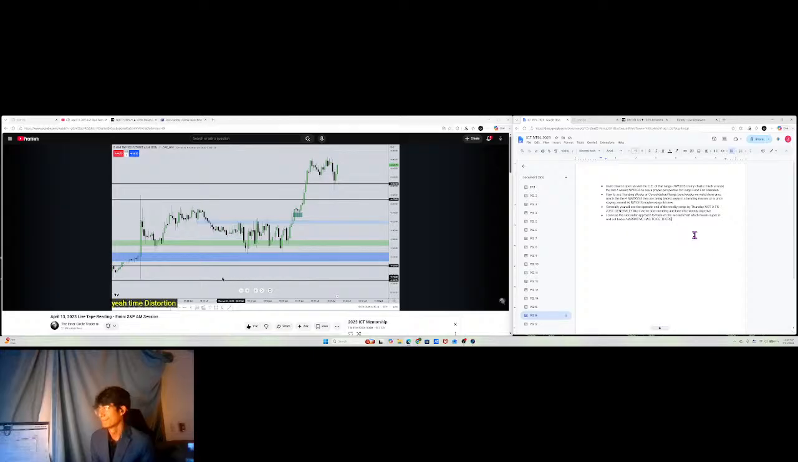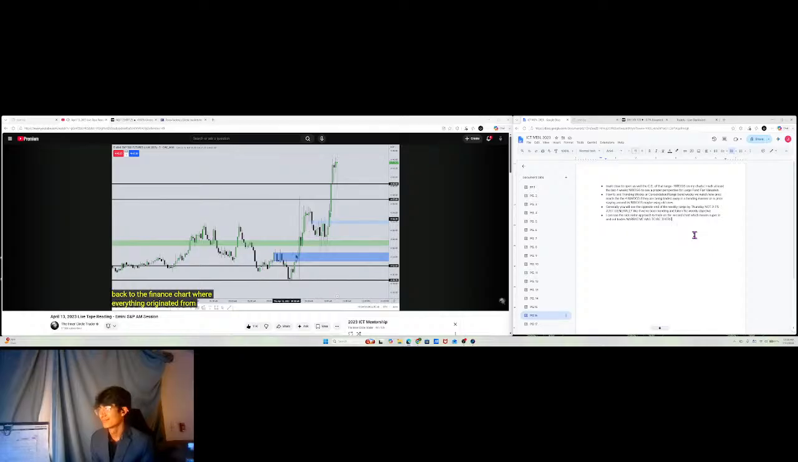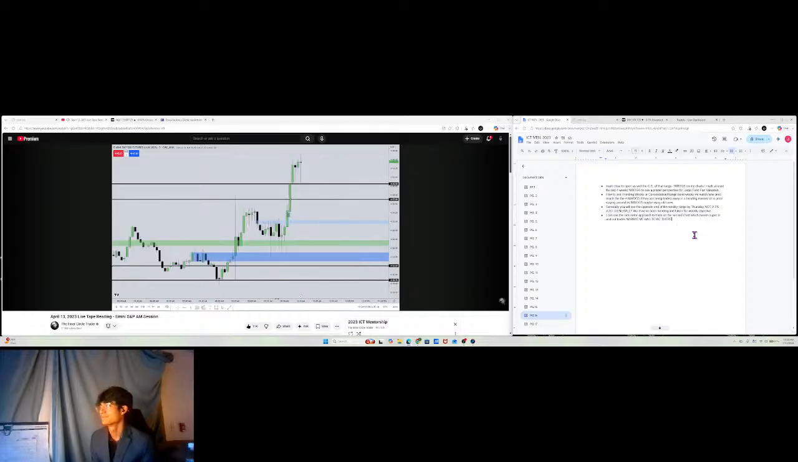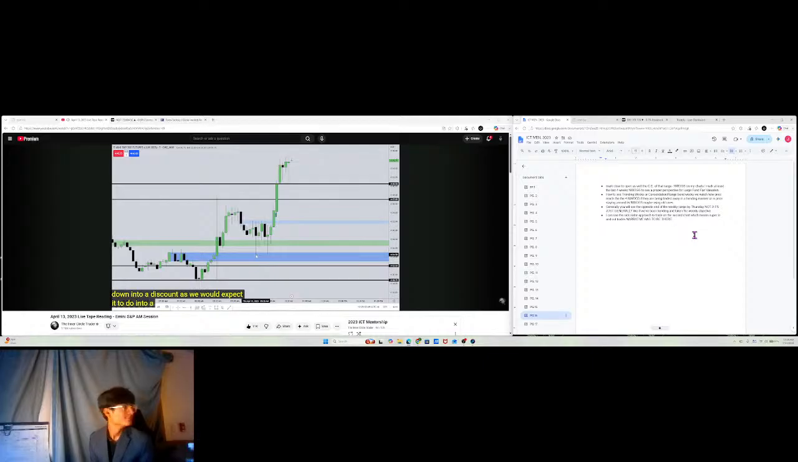Yeah, time distortion. So all of these candles in here, this is time distortion. But if we go back to the 5-minute chart where everything originated from, our frame of mind and focus was, yes, we have this fair value gap. Yes, it dropped down into a discount as we would expect it to do, into a bullish breaker, which is a discount array. How far could it go down? To the low of that candle right here. This candle at 710.